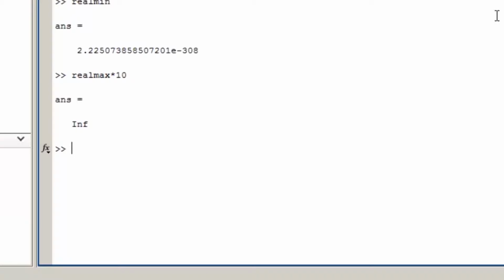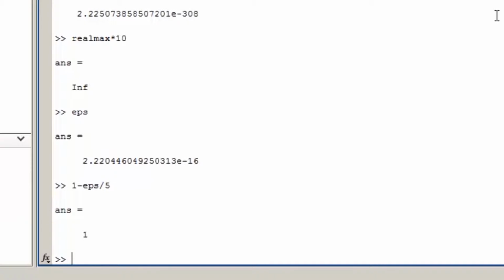Next, let's talk about the accuracy to which we can do arithmetic. Arithmetic is governed by the least significant bit of the mantissa of the numbers involved, which is the number eps in MATLAB's workspace. eps is about 2.2 times 10 to the minus 16th. If I try to subtract a number that's less than eps from 1, MATLAB thinks that the number is exactly 1. So 1 minus eps over 5 is exactly the same as 1.